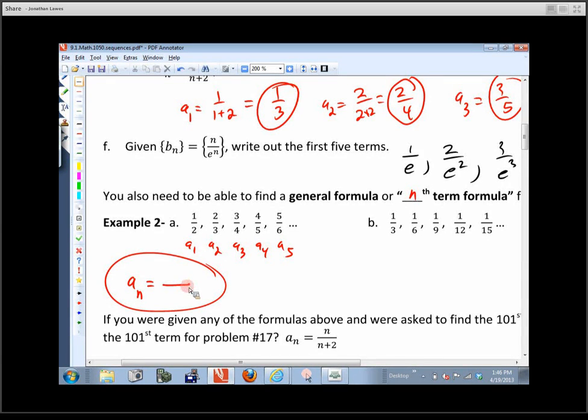It's going to be a fraction, right? What's the top? It's going to be n. What's the bottom? 1 bigger than n, so that's going to be n plus 1. Again, it's just spotting the pattern there. Okay, are there any questions? Let's take a look at the next one.